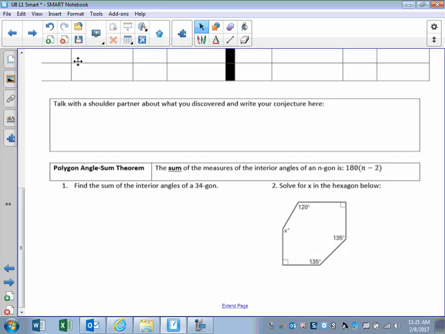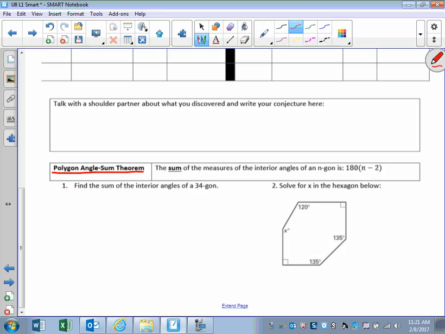I'm actually going to start at the bottom of page 2 because the first page and a half you should have been able to figure out on your own, Google it, or talk to a classmate about it. So I'm going to start right at the polygon angle sum theorem.